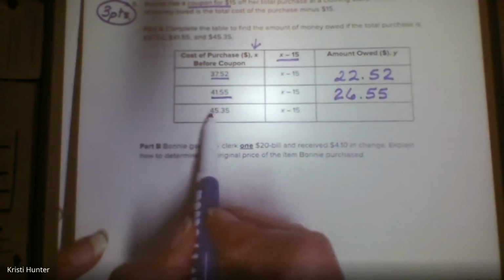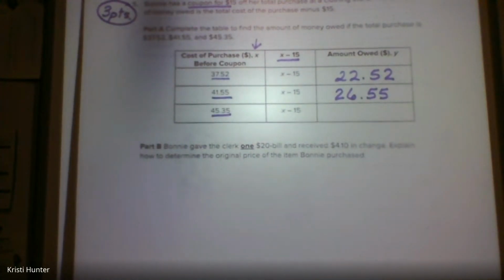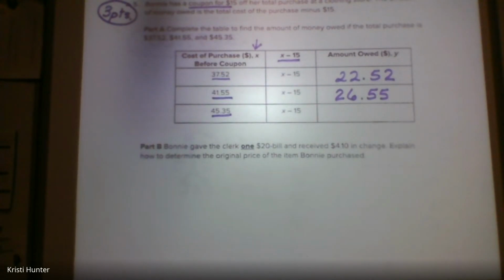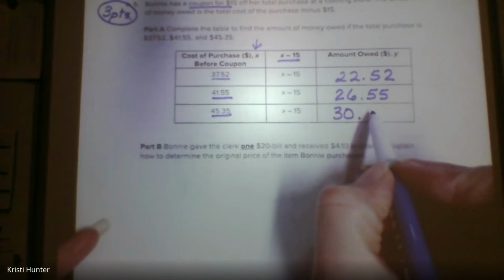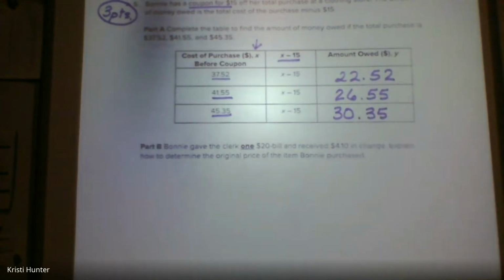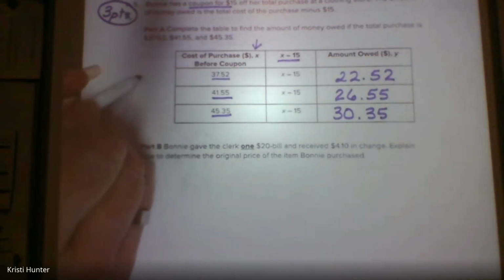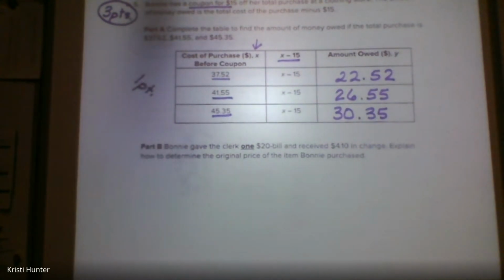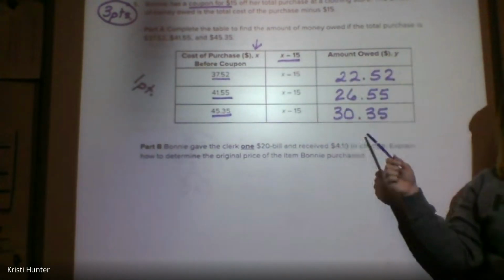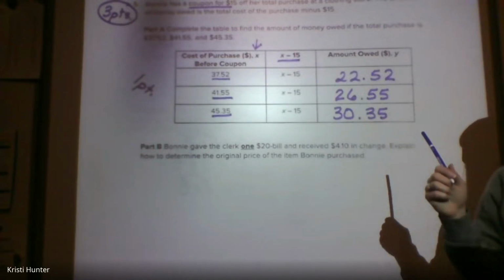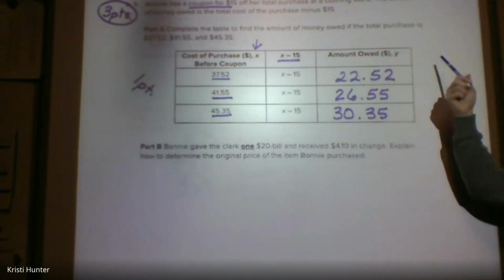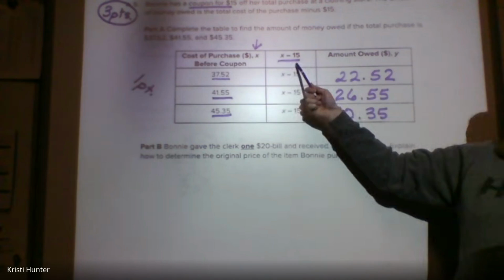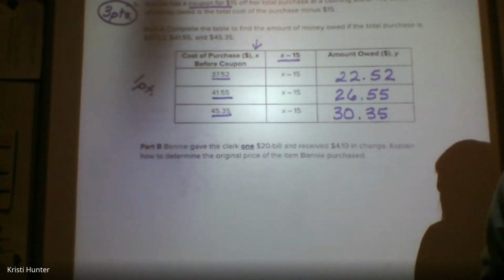And the third purchase, it cost her $45.35. Subtract the $15 coupon, and you find out that she owes $30.35. So this is where I get 1 of your points for this problem. Just that you completed the input-output table, okay? Just that you can type that into your calculator and get the amount she owes after the $15 coupon, okay?